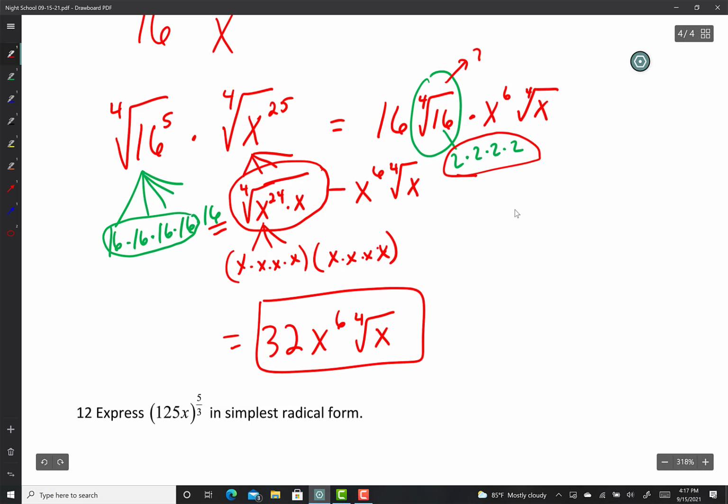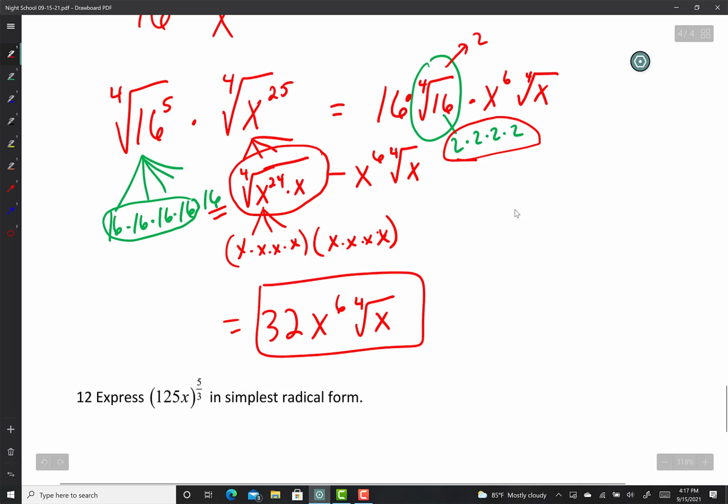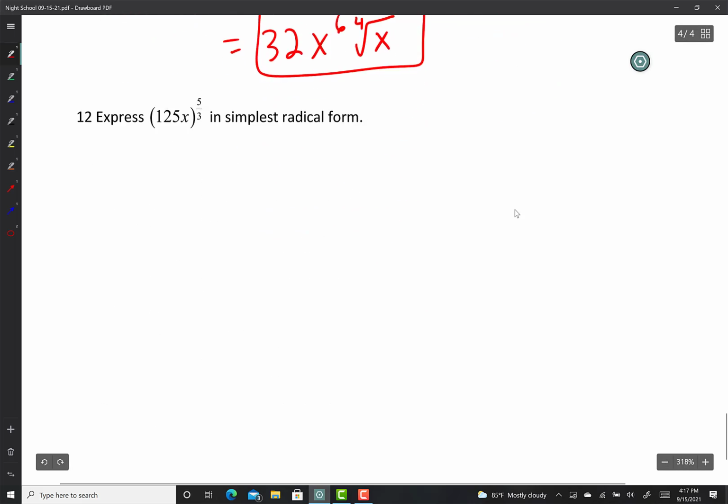This guy right here is a 2. So remember, this is all being multiplied. So 16 times 2 was 32. You know what I mean? How do we feel, guys? Awesome. All right, let's do this one here.